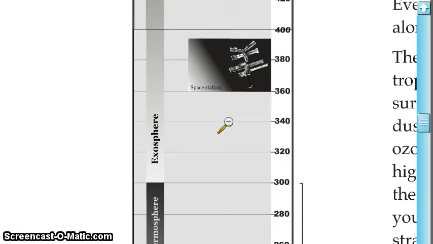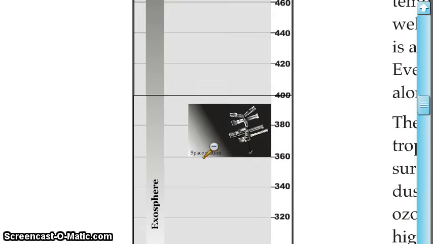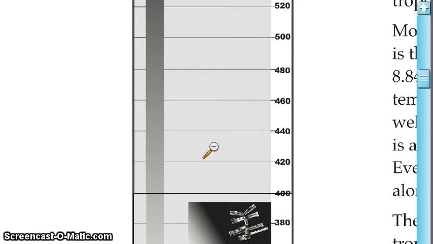As we move up, we start to get into outer space, and we have this transition period from the edge of Earth's atmosphere into outer space, and we call that the exosphere. The exosphere has very, very few air molecules, and they kind of just float by. Some of them stay with the Earth, some of them float off into space.